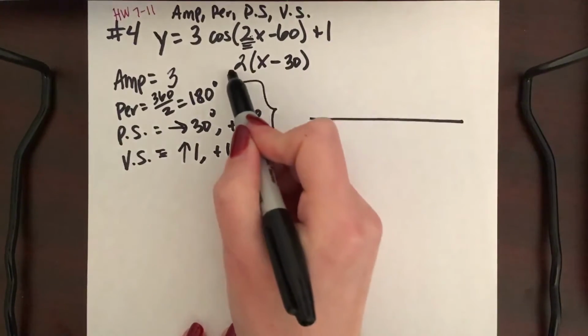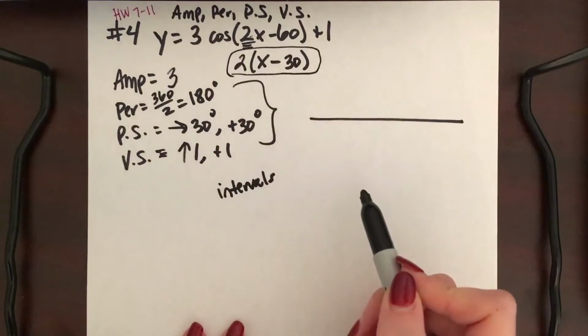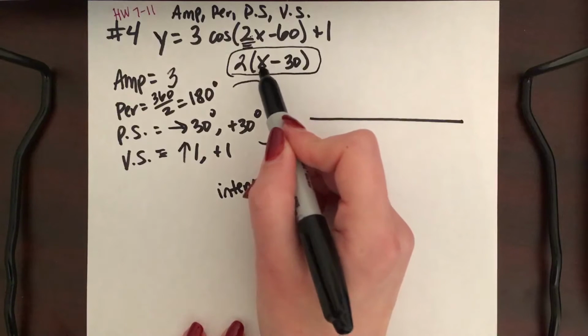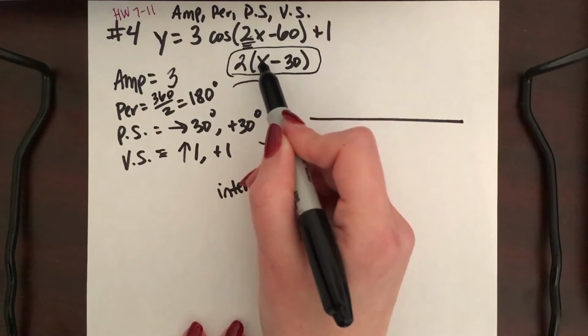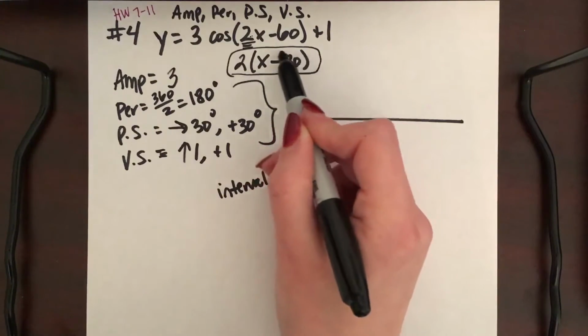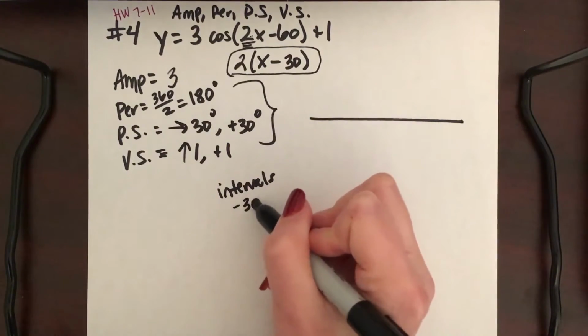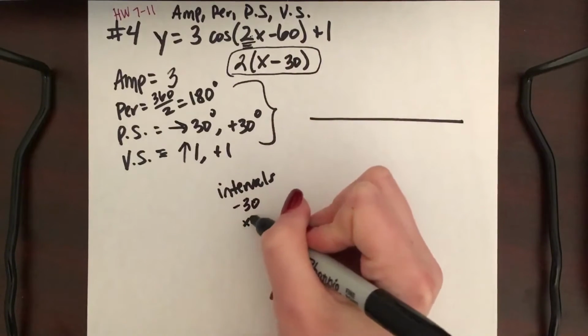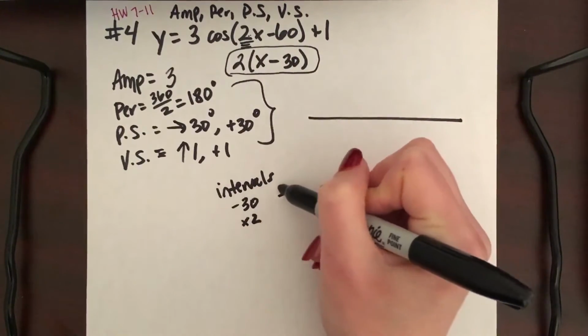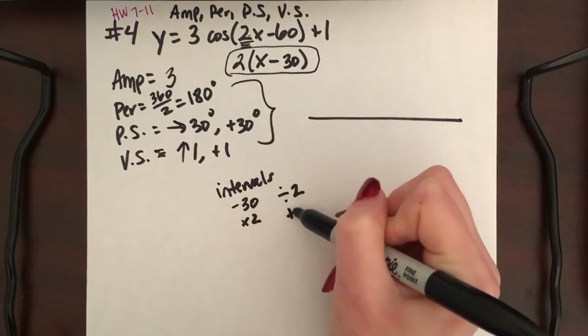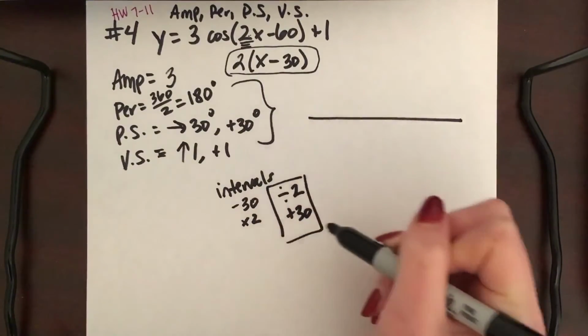So I like to look at what's happening here in this factored out version. What's currently happening, if I were to plug in a 0 or a 30 or anything into this x location, what would you do first? Well, you would currently subtract 30, and then you'd multiply it by 2. So we're going to do the inverse of this. So we're going to actually divide by 2 first, and then plus 30 to all of our intervals.